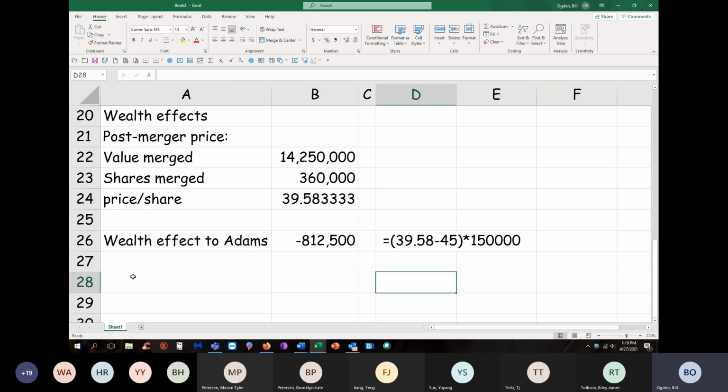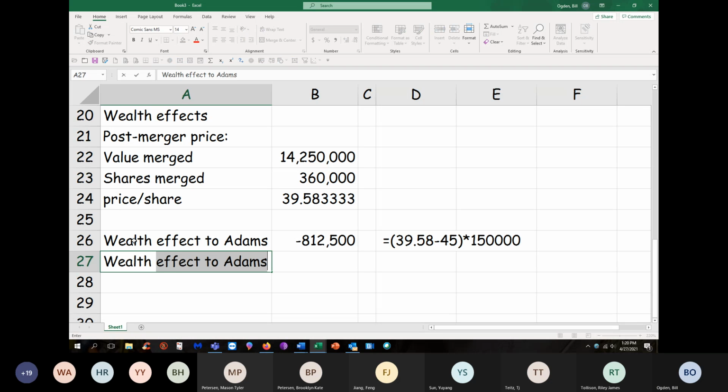All right, now let's do the wealth effects to Baker. And whenever I do the target, just ask yourself two questions. Didn't they just make an exchange of shares? Okay, and anytime there's an exchange, well, you just gave up something and you received something, didn't you? So let's start out with what they received. What did they receive from Adams?